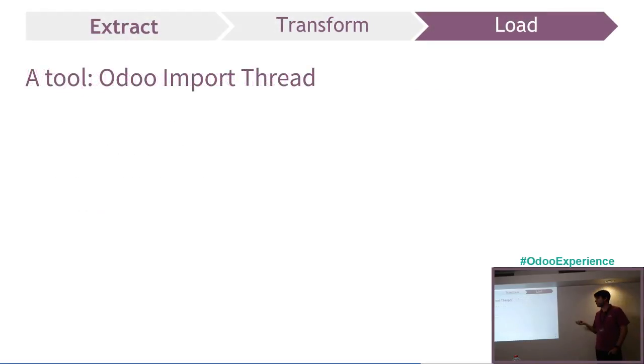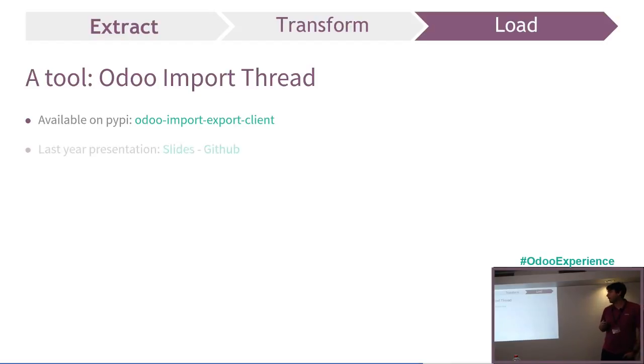OK, so I've made a tool already. It's also available on PyPI. It's the same library as the transform one. I made a presentation last year on why it is good, how it is designed, and all the parameters you can give. So I will just summarize it here. You have the link for last year's presentation and the link on GitHub.